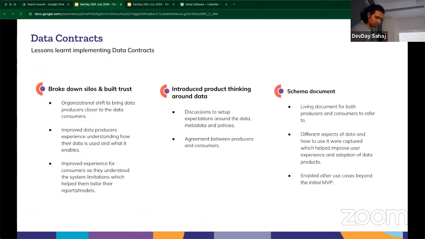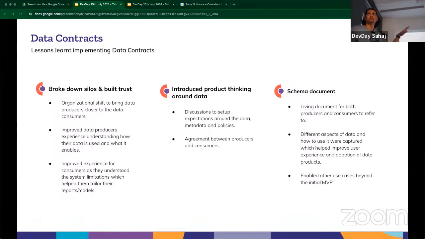And then finally, one of the outcomes of this whole data contracts exercise was that we had this living document that people could just go to to understand a data product, what it is, and the different components that we spoke of. We documented everything in that document.